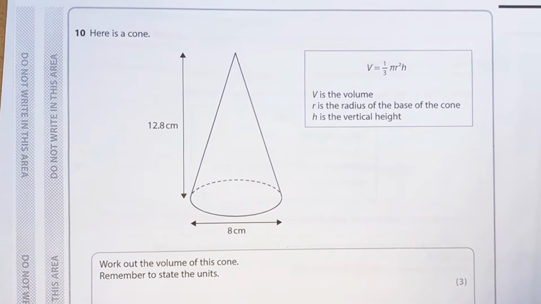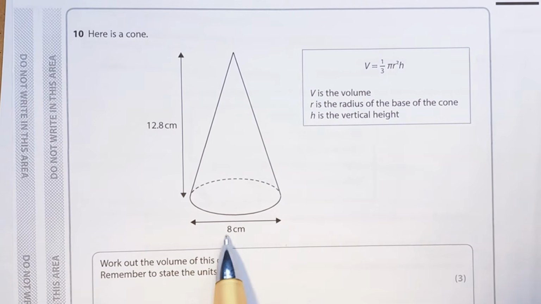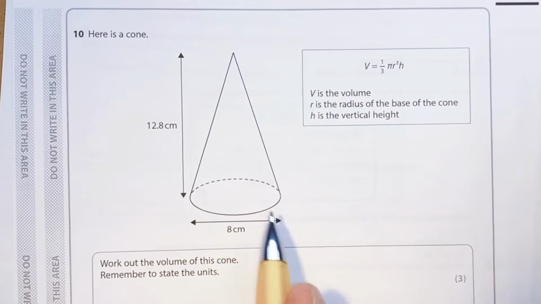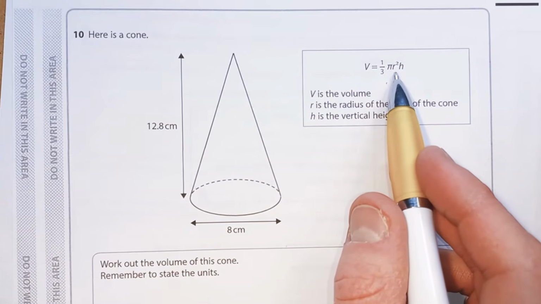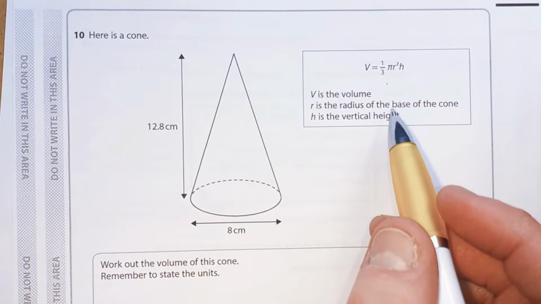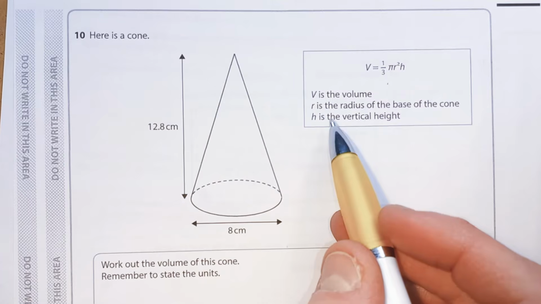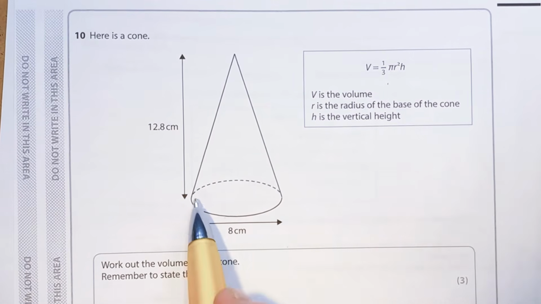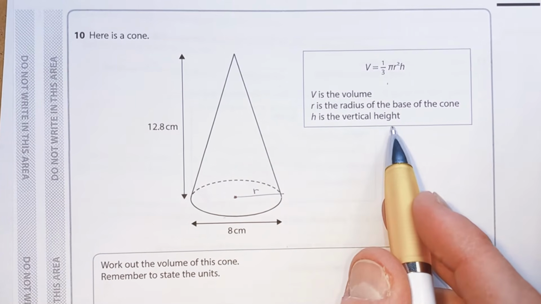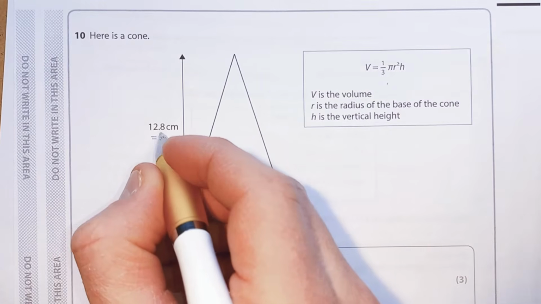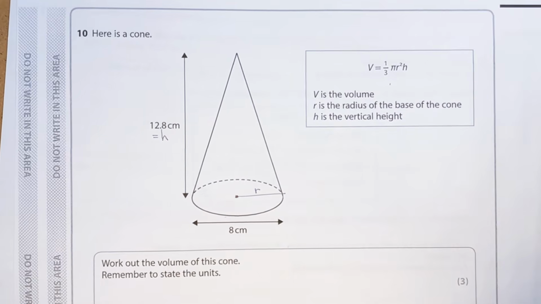Question 10. Here is a cone. Here's our lovely cone. We've got 8 centimetres across, so that's the diameter, and 12.8 centimetres up. And we're told that V equals 1/3 of pi r squared h. So 1/3 times pi times the radius squared times h. And V is the volume, r is the radius of the base of the cone. So down here, r would be that distance. And h is the vertical height. So that's h. Work out the volume of this cone. Remember to state the units.